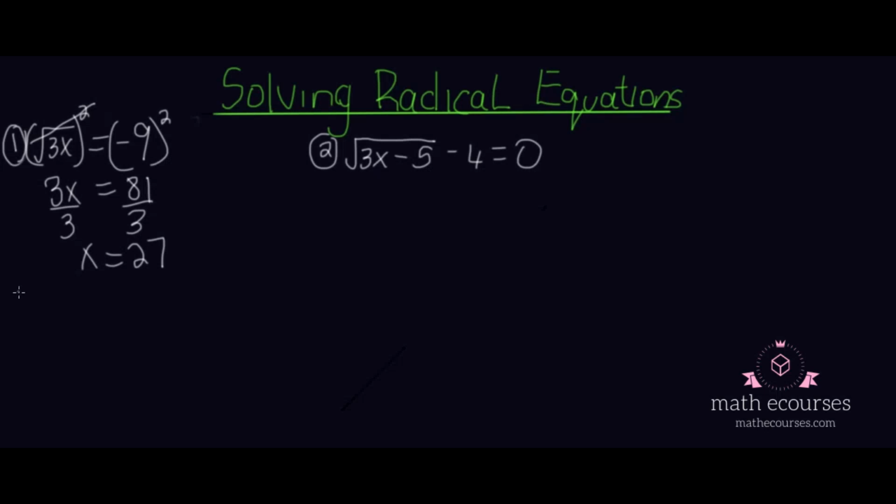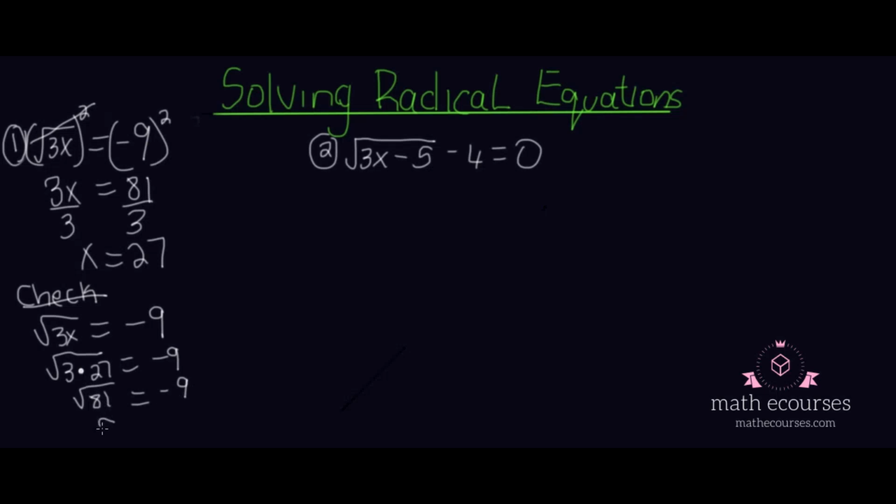It's really important when you're solving radical equations to check your solution because not all solutions will work. To check it, you're going to go back to the original problem. And I'm going to plug in 27 in place of the x. So I have square root of 3 times 27 equals negative 9. 3 times 27 is 81.